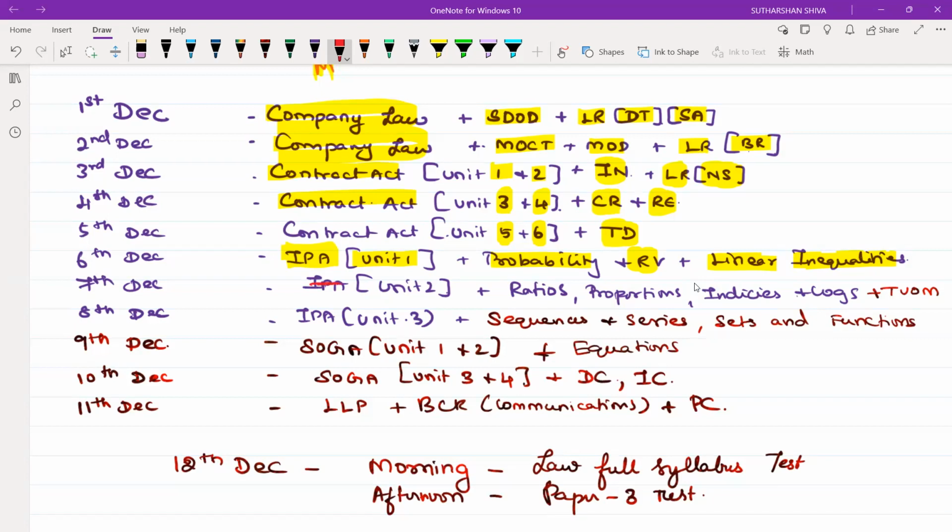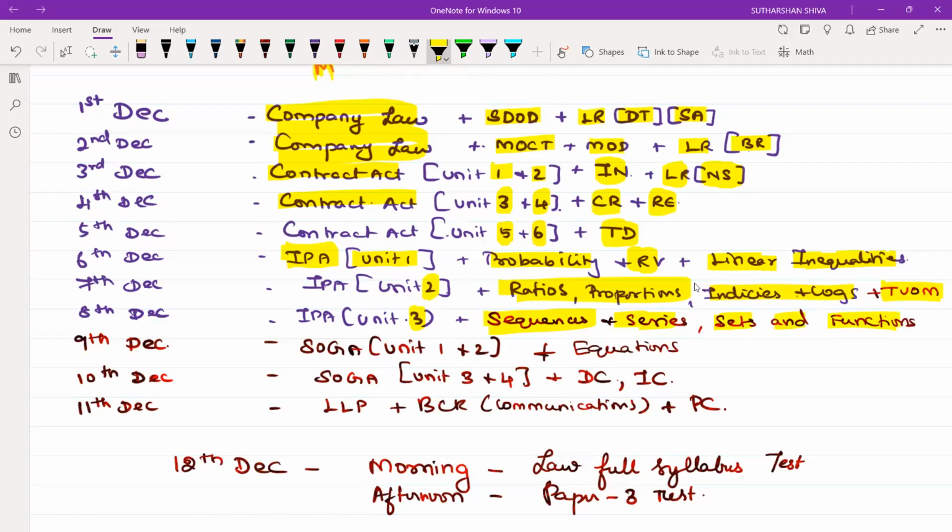Next, Indian Partnership Act, Unit 2, we will focus along with Unit 1, that is Chapter 1, Ratios, Proportion, Indices and Logs. We will focus along with Time Value of Money. And Indian Partnership Act, Unit 3, we will focus on Sequence and Series, Sets and Functions.